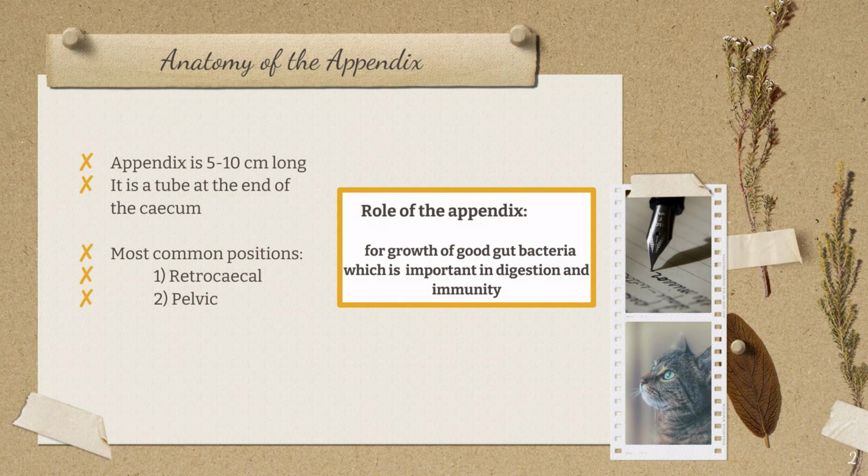So let's start off with the anatomy of the appendix. The appendix is 5 to 10 centimeters long and it's found attached to the cecum. The cecum is the first part of the large intestines, and the appendix is almost like a little tail that branches off the cecum. Now, the two most common positions of the appendix are firstly retrocecal and secondly pelvic. These are just important to know in terms of MCQ questions. And the role of the appendix is for growth of good bacteria, which is important in digestion and immunity.